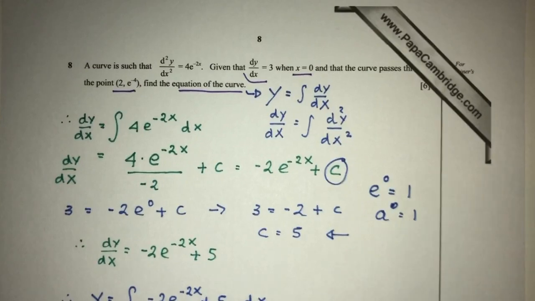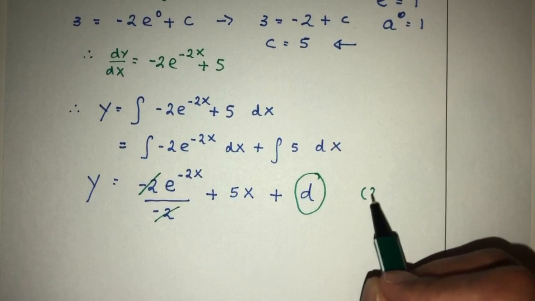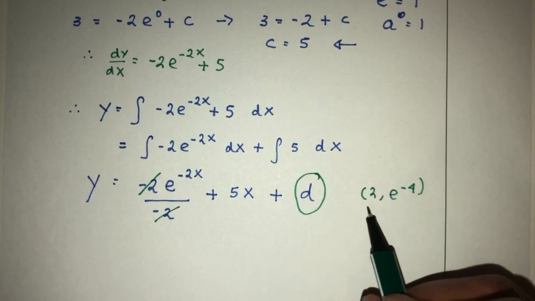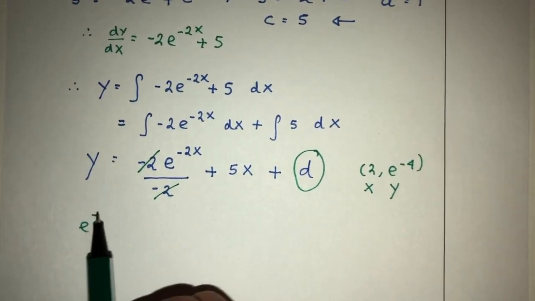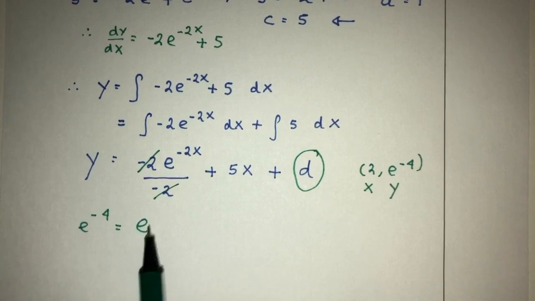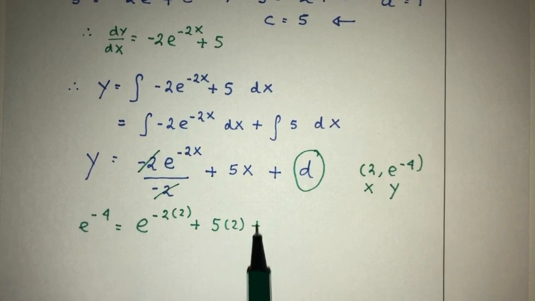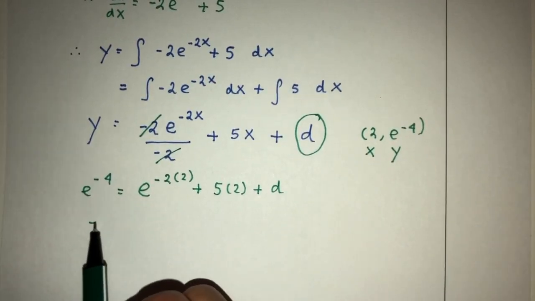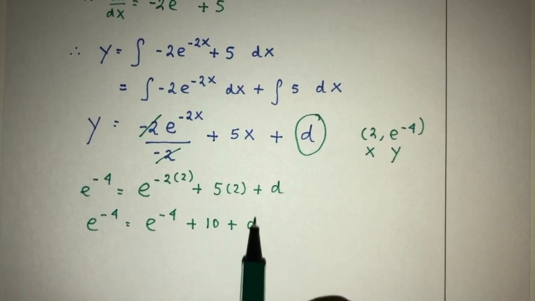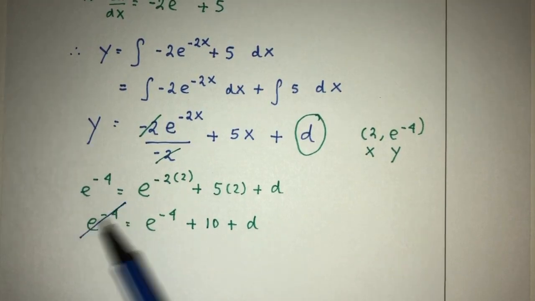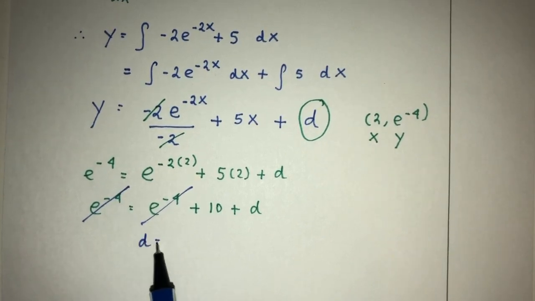Now, as you can see, the passing point is this, so we have to use this point to find the value of d. So the passing point is 2, this value. This is my value of x, my value of y. Okay, so we have y is exponential -4, that will be exponential -2 times 2 plus 5 times 2 plus d. So simplify, that will be what? -4 plus 10 plus d. So as you can see, these two will be cancelled out, right? If you send this over here, it will be cancelled out. Now d will be -10.